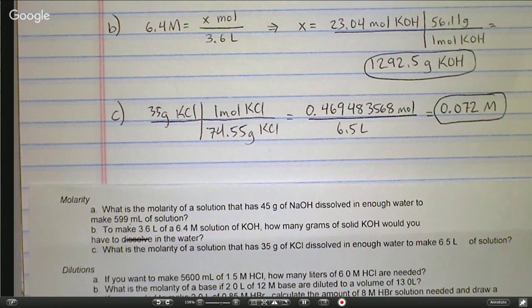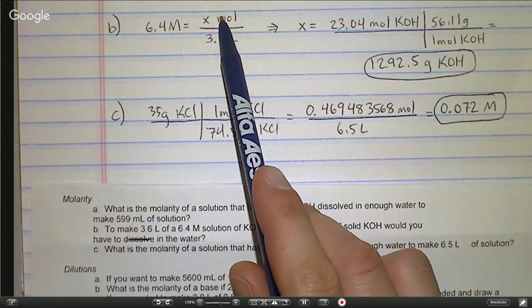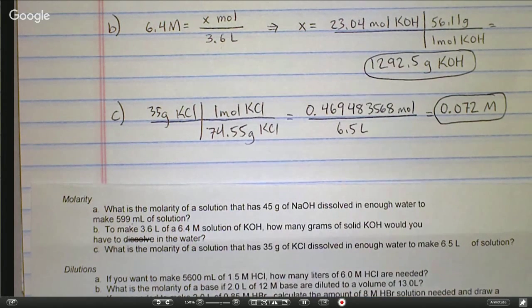Any questions up to this point? I don't understand B. Okay, so you multiply the 6.4 and 3.6. Yes. And then you get 23.04. Yes. And that was moles, and then I multiplied the moles by the molar mass to find the grams of that substance we need. So you found 23.04 moles. Correct. And then you do the moles by the grams, and you're looking for grams. Yeah, how many grams of solid KOH would you use? Yep.